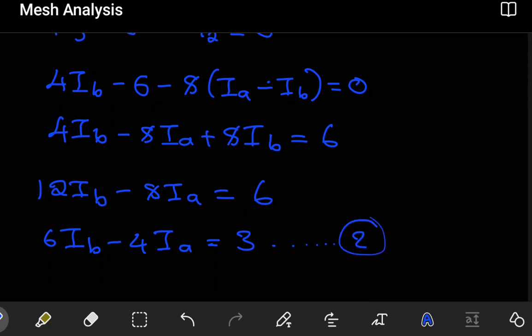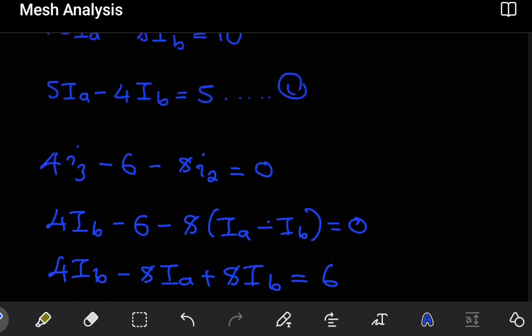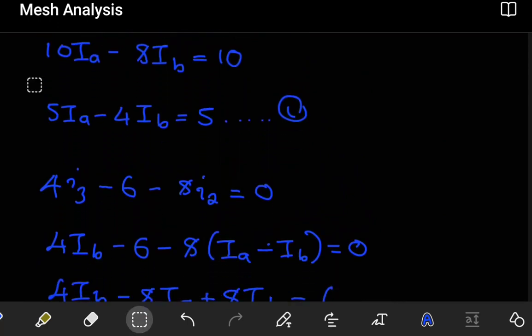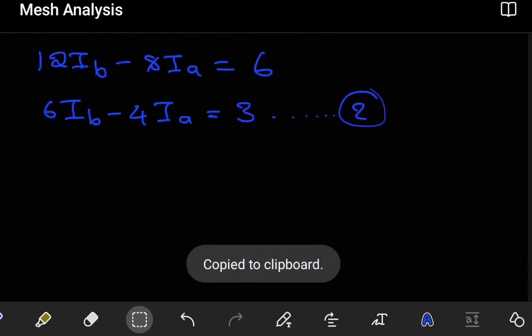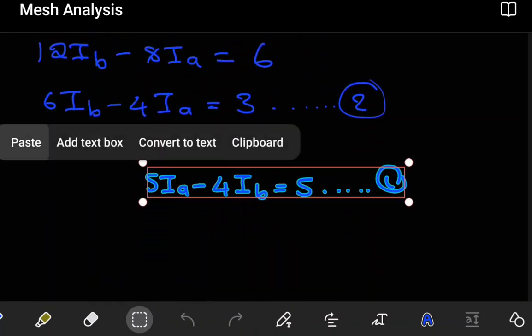Now, once we have these equations, we can easily work them out simultaneously. How you decide to work them out is up to you. When you have too many unknowns, sometimes it might be beneficial for you to use Cramer's rule.